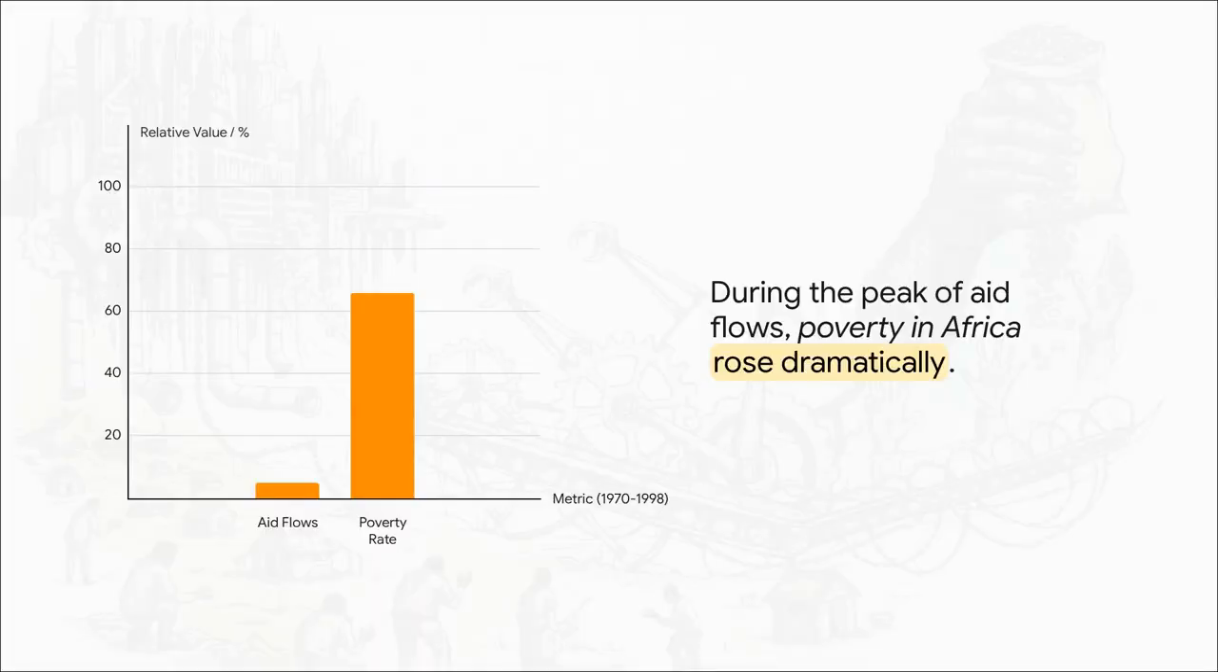And Moyo points to some pretty startling data to back this up. If you look at the period when aid to Africa was at its absolute highest, what happened to the poverty rate? It didn't go down. It went way up, from 11% to 66%. For her, that's a huge red flag that the whole model of aid might be a broken institution itself, maybe even one that's doing more harm than good.